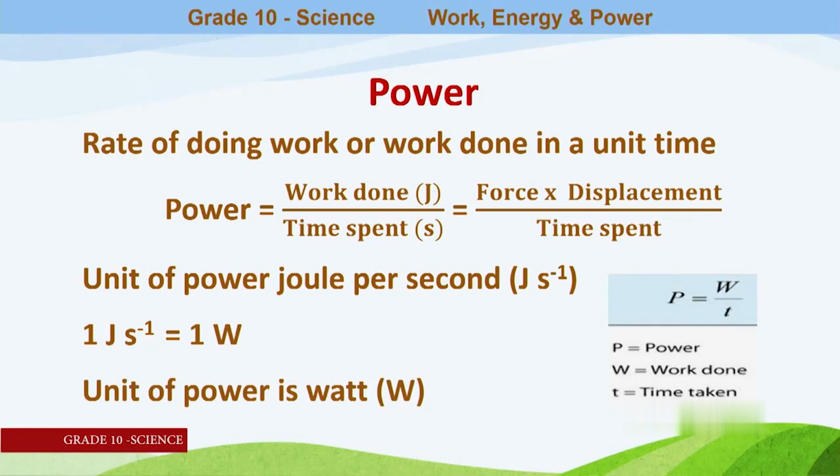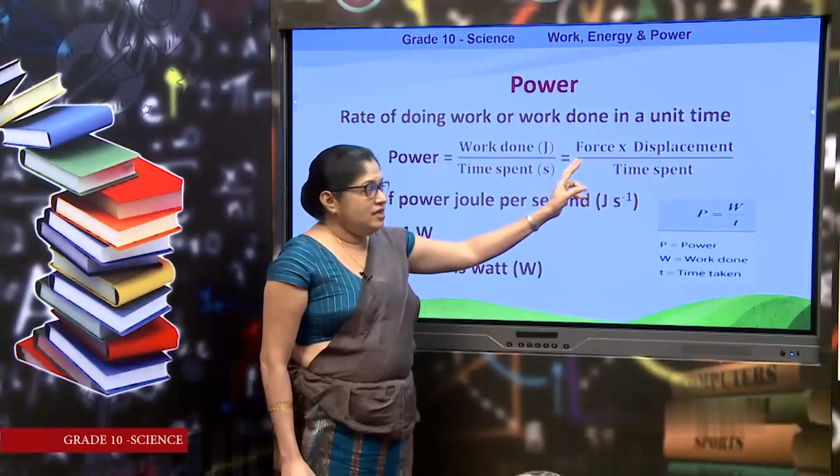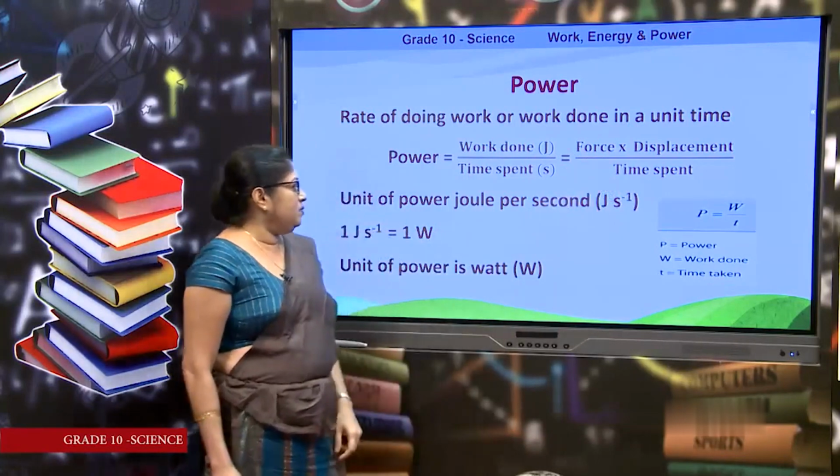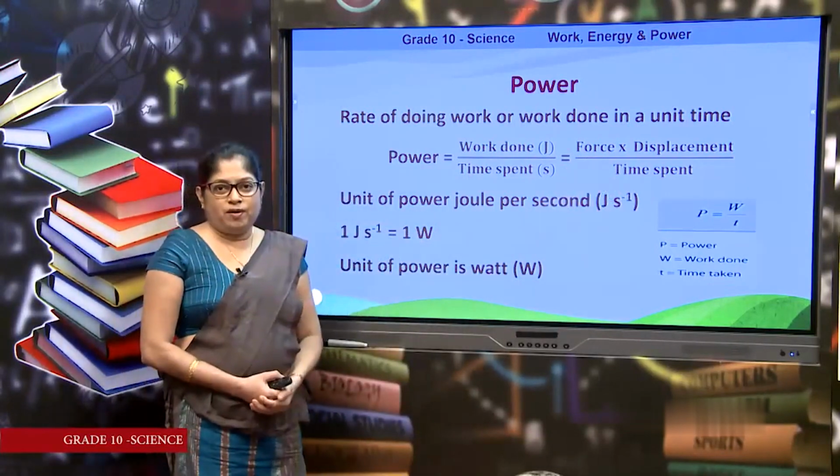Equation for power can be written like this: work done divided by time spent. Now, you already know the equation for work done, that is force into displacement. So, we can write the equation for power like this: force into displacement divided by time spent. So, what is the unit of power?